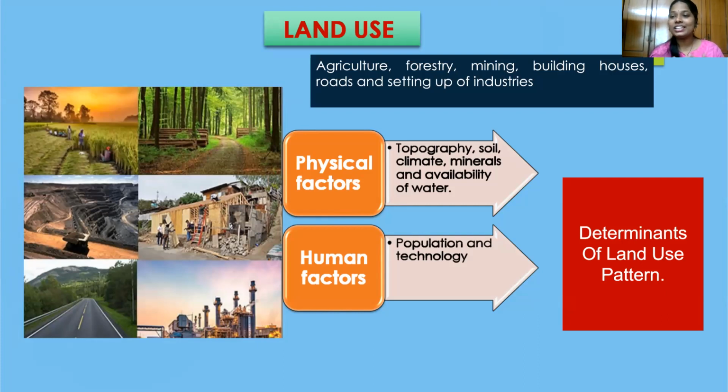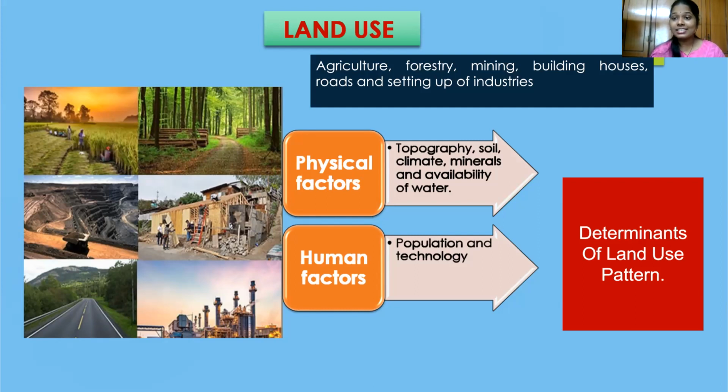So what are the factors which determine the land use pattern? The first is the physical factors. Physically, we have topography and soil. What type of topography is it? Is it mountainous, plain, or plateau? Then the type of minerals available in the land. If iron ore is present, that type of industries will be settled in those areas and mining will take place. Water availability is also a factor.